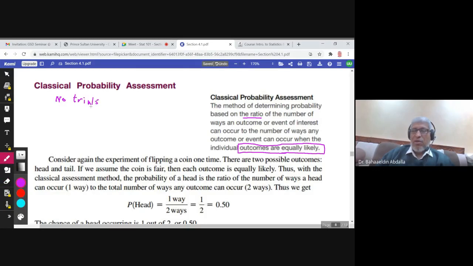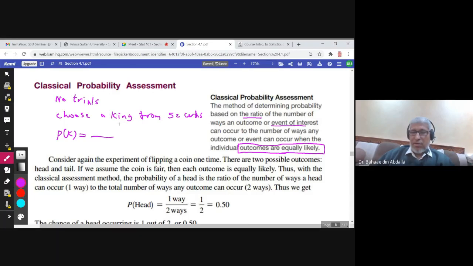So, for example, here, picking or drawing a king from 52 cards. Now, how to find the probability of a king? Let me call it K. It is a ratio: the number of ways an outcome or event of interest can occur. What is the event of interest here? It is drawing a king.